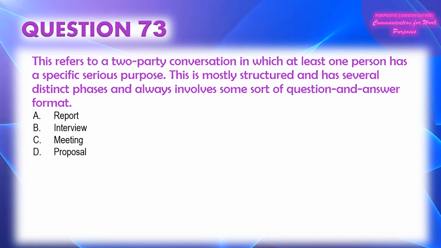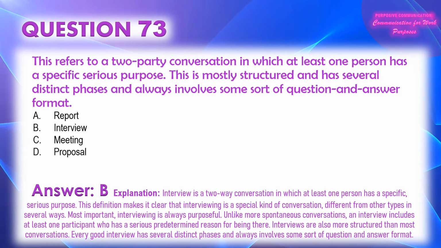Question 73. This refers to a two-party conversation in which at least one person has a specific serious purpose. This is mostly structured and has several distinct phases and always involves some sort of question and answer format. Answer: B. Interview. An interview is a two-way conversation in which at least one person has a specific serious purpose.